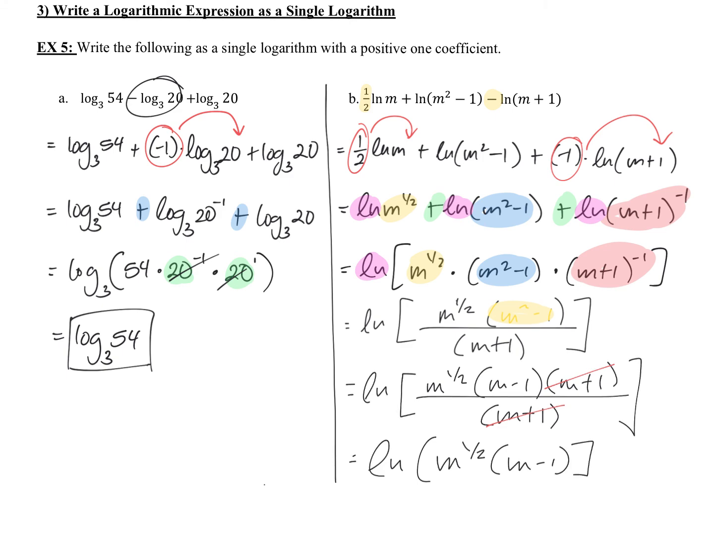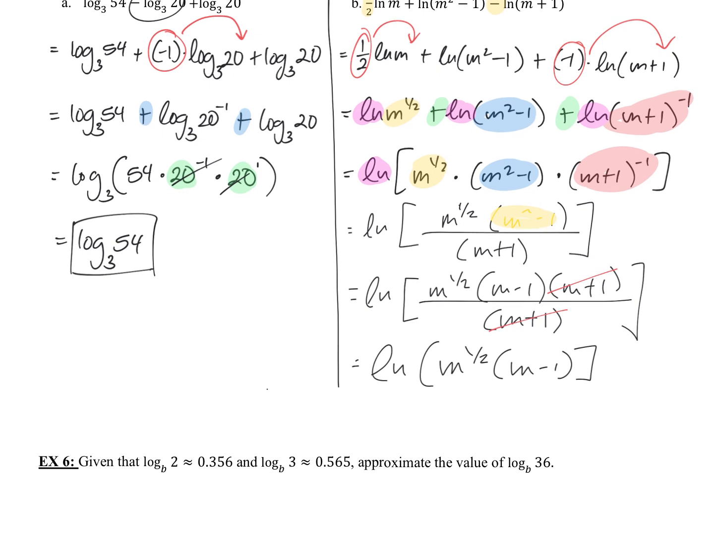Now, how do we know if we're done or not? Well, we're done if we don't have any exponents on the whole argument, and if we don't have any addition or subtraction of logarithms. And it looks like we're good. You might wonder, what about that half on the m? Well, remember, that's not being applied to the whole argument. That's just being applied to the m. So we're good.